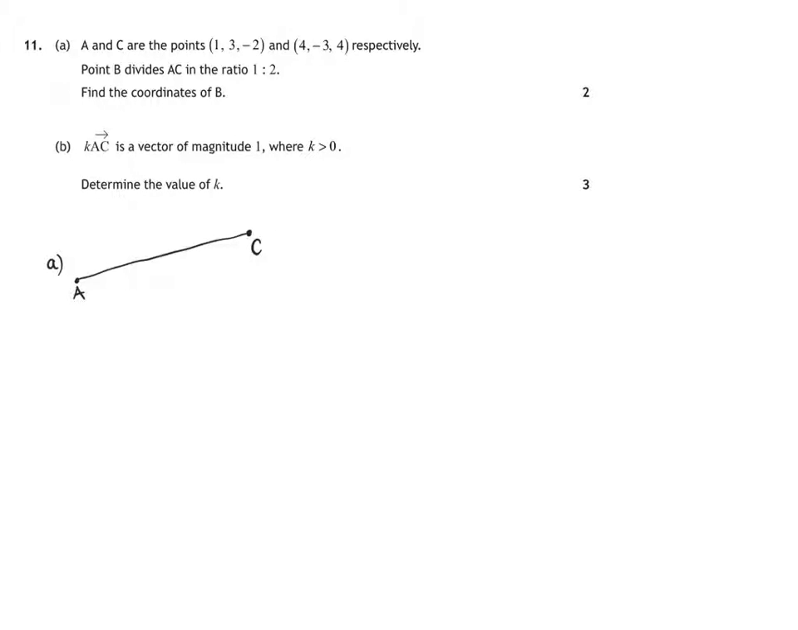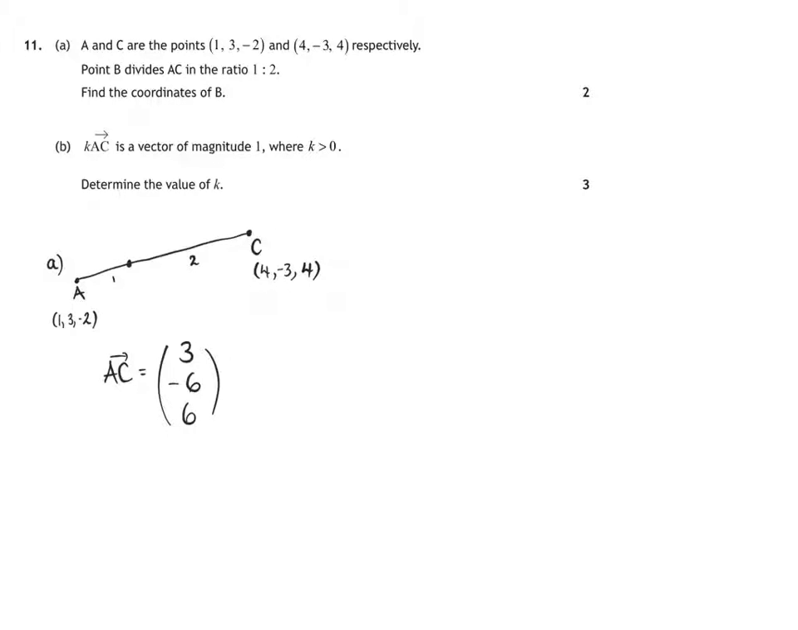So we have A and we have C, and it's split in a ratio of 1 to 2, so that's 1 part and that's 2 parts. So we've got 1, 3, minus 2, and 4, minus 3, 4. Okay, so to go from A to C, our x has to change 3. Okay, drawing this as a column vector, not like that, apologies. So 3. Our y goes from 3 to minus 3, so that's take away 6. And our z goes from minus 2 to 4, so that's adding 6.